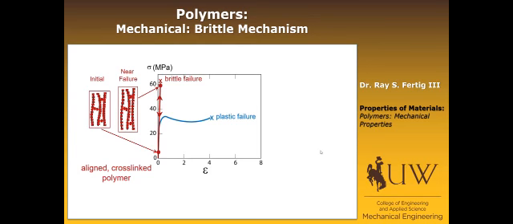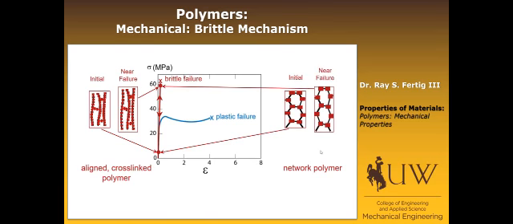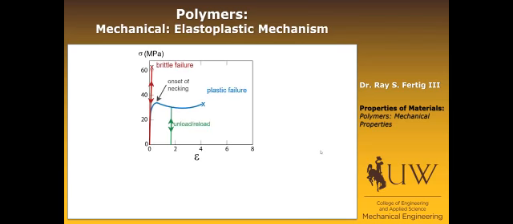Similarly, a network polymer begins as this network state, and we just stretch those covalent bonds of the cross-linked network, and they stretch and or bend. So that's why we get a brittle response that has a high modulus, high strength, but low strain to failure.